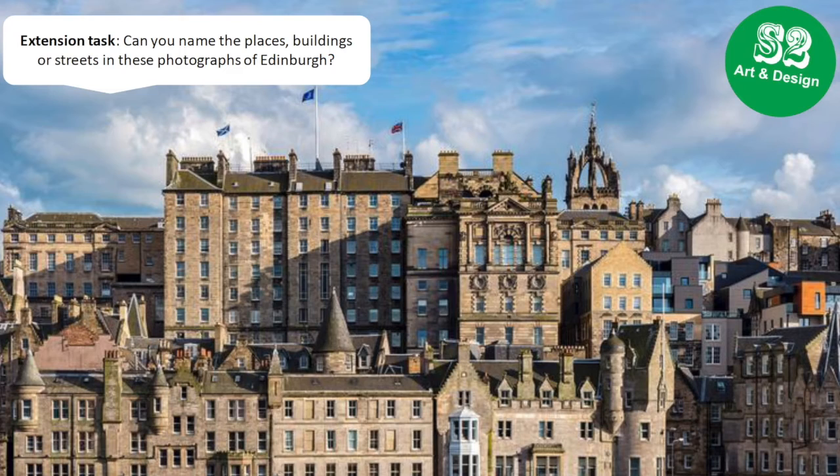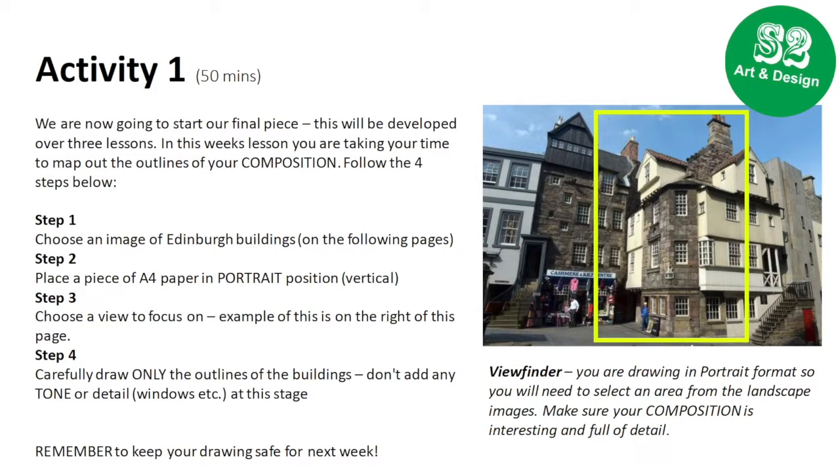I want you to use the images on the next slides, but if you have an idea of a different building around Edinburgh and you are able to research that yourself, you can do that. So it doesn't have to be on the slides on this PowerPoint, but I do want it to be of an Edinburgh building. Step 2, you need to find a piece of A4 paper, and we're going to be drawing this portrait, which means up and down the way. So have your paper facing up and down the way, vertically.